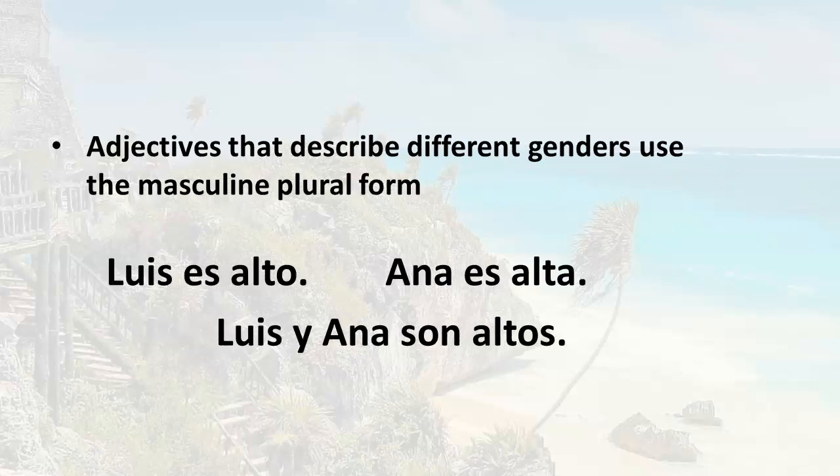So here's the next rule about adjectives. When you have adjectives that are describing two different genders, you have to use the masculine plural form. That's just the rule. For example, if I say Luis es alto, Luis is tall, and I say Ana es alta, but I want to put them together. If I want to say Luis and Ana are tall, it's no problem in English because we use the same form. In Spanish, though, you have to choose among the masculine plural and the feminine plural. Since it's mixed genders here, the default is to use the masculine plural form. So if I want to say Luis and Ana are tall, I would say Luis y Ana son altos.